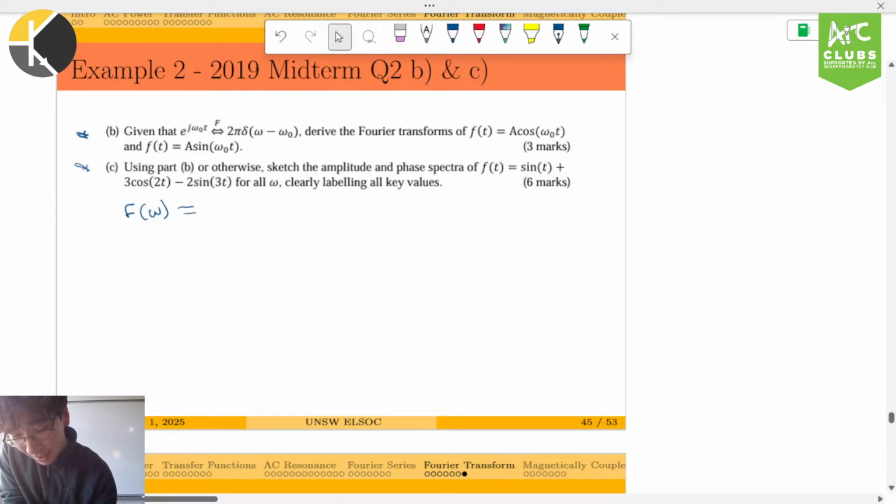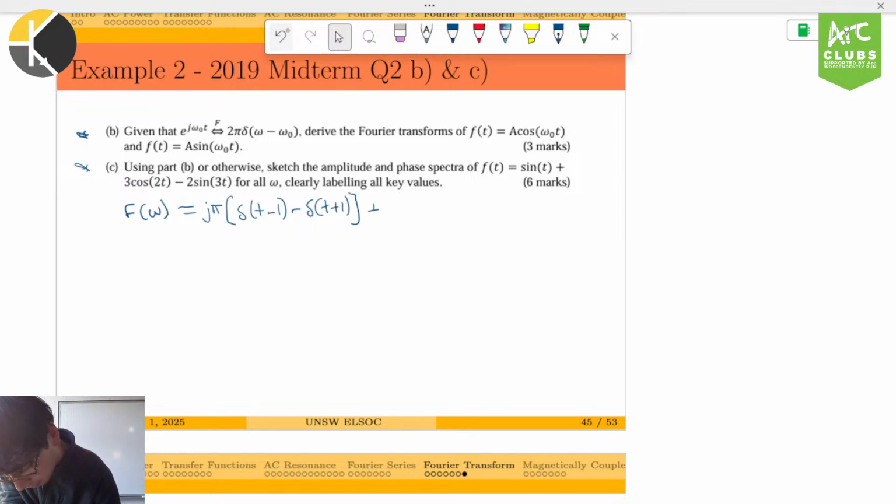So I'm going to convert that using the Fourier transform pairs. So this is going to be j pi, and that would be 1. This will be a minus. Three pi. And lastly, the minus 2 pi.